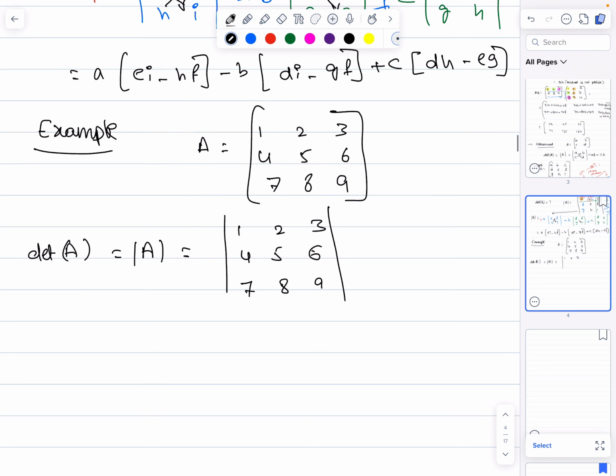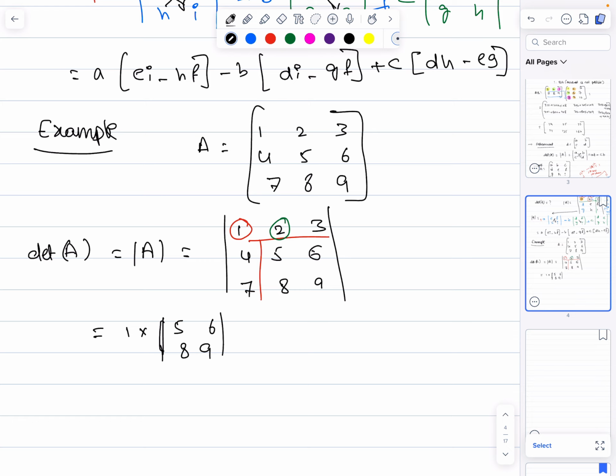Now you try to simplify it. According to that, you are focused on this, therefore you have to ignore this row and then this column. Then I will be getting 1 times the submatrix 5, 6, 8, 9 determinant. And now I am moving to the 2 here.